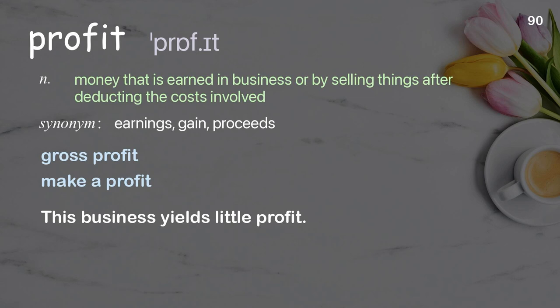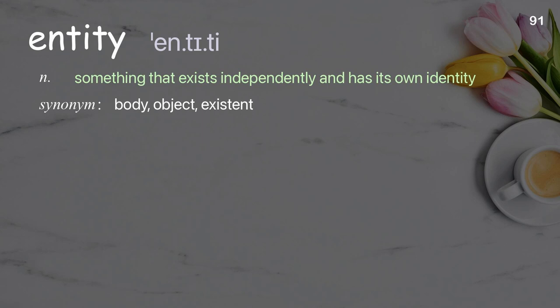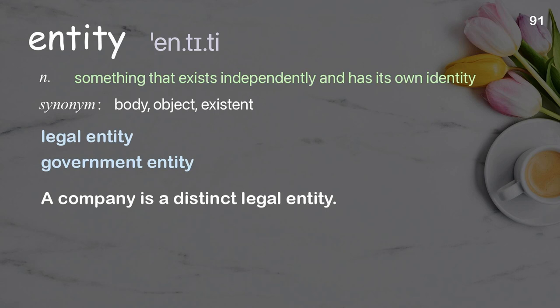Entity: something that exists independently and has its own identity. Examples: legal entity, government entity. A company is a distinct legal entity.